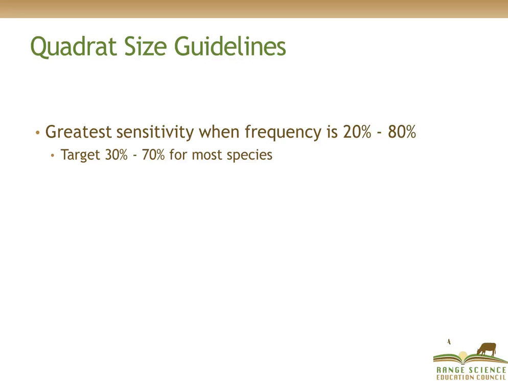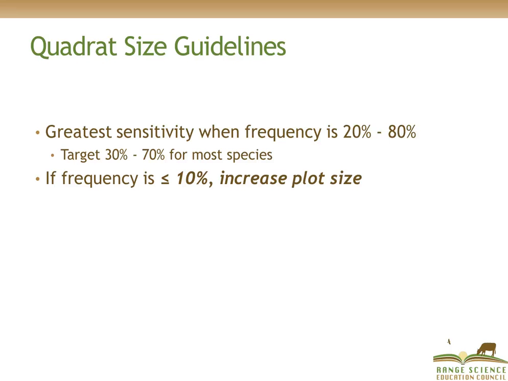There are several guidelines that we use that pertain to determining the appropriate quadrat size. In general, the greatest sensitivity to be able to detect changes in frequency are when we have frequency measurements that are between 20 to 80%. And we generally try to target 30% to 70% frequency for most species. So we want to be able to choose quadrat sizes that are going to give us measurements in these ranges. And this is because of statistics and of our limitations to being able to detect changes in frequency at very low frequencies or very high frequencies.